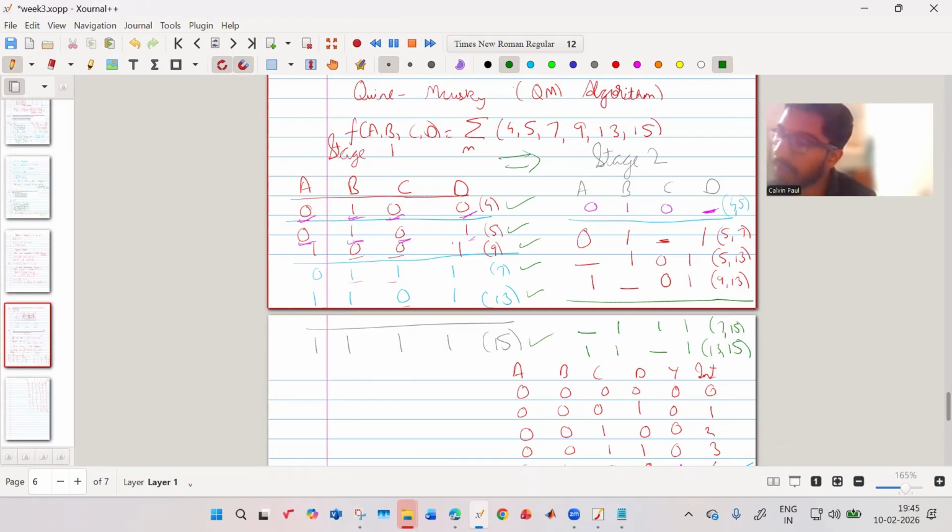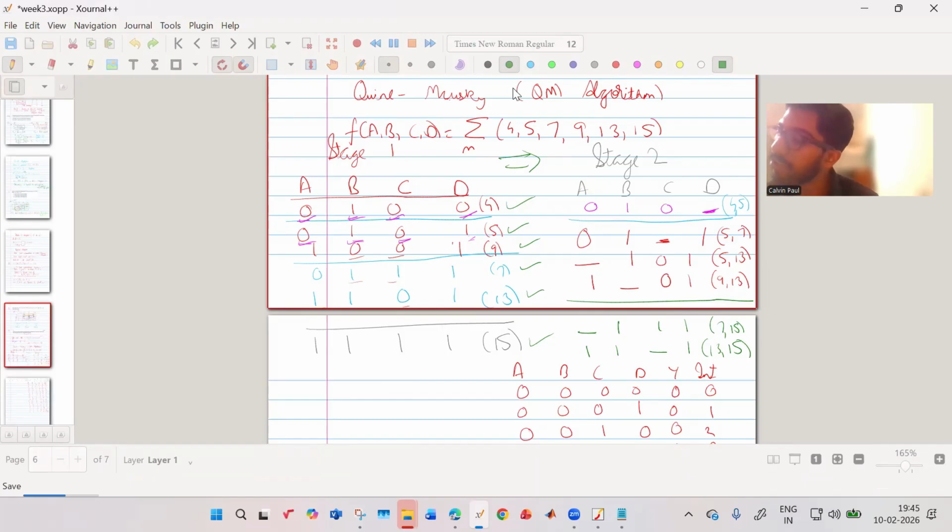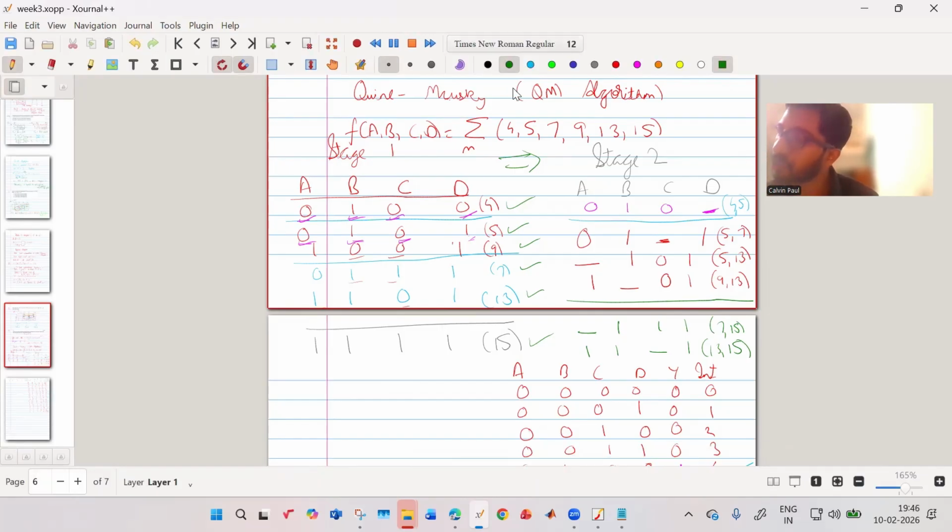The objective of the QM algorithm is to find the most essential prime implicants, the most essential minterms you need. So that is why this goes like a recursive algorithm where you go from top to bottom, you check, you compare, you try to find out. It is a bit complex, but you have to get the flow. Once you get the flow, it becomes easy to understand.